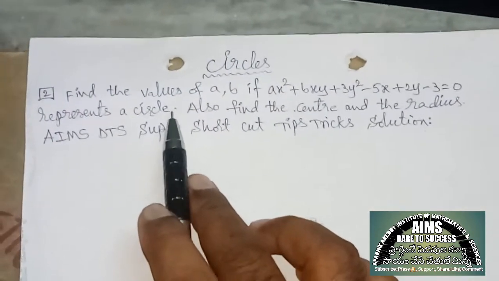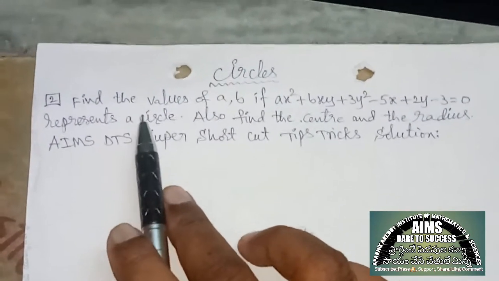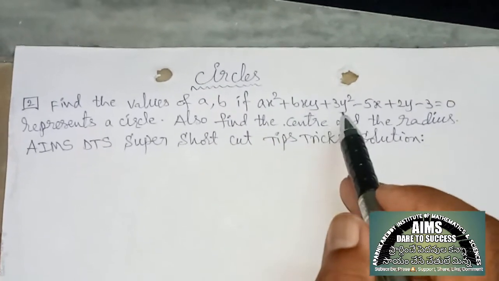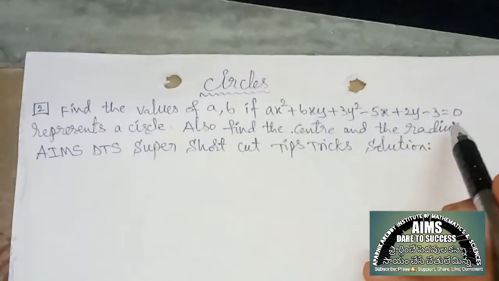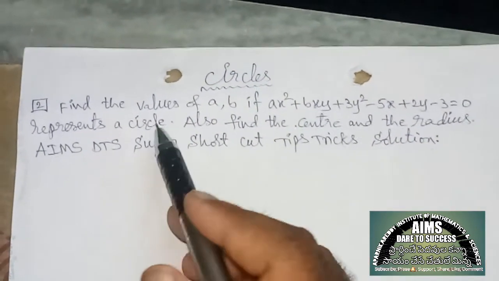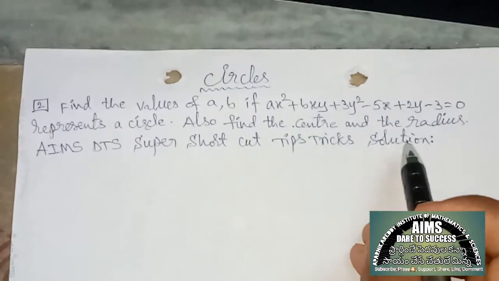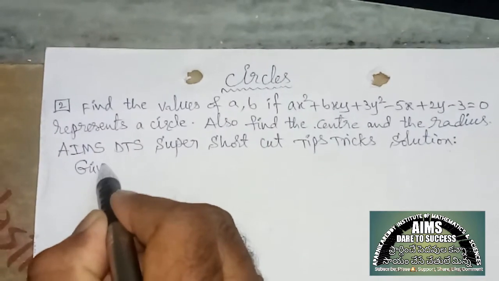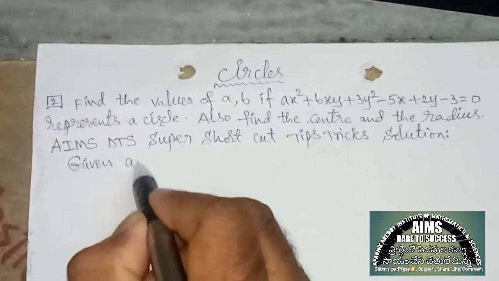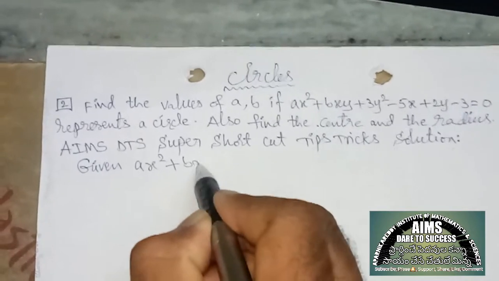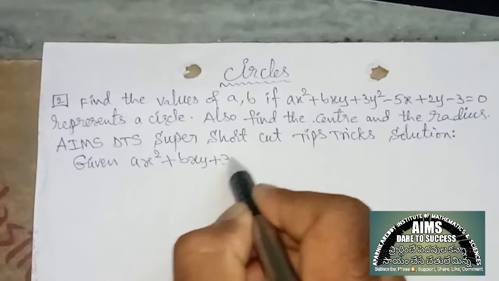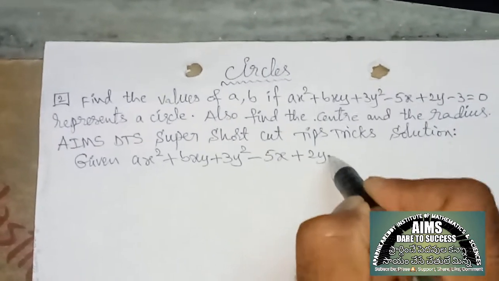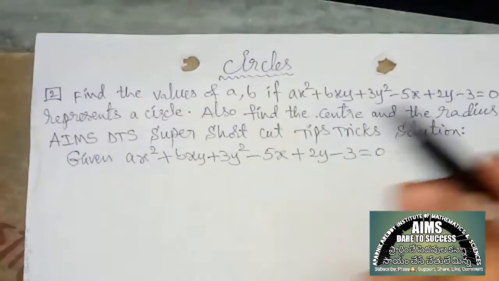With the same model, I want to explain one more question. The question is: find the values of a, b if ax square plus bxy plus 3y square minus 5x plus 2y minus 3 is equal to 0 represents a circle. Also we can find the center and radius of the given circle. So now I want to write the given circle: ax square plus bxy plus 3y square minus 5x plus 2y minus 3 is equal to 0.